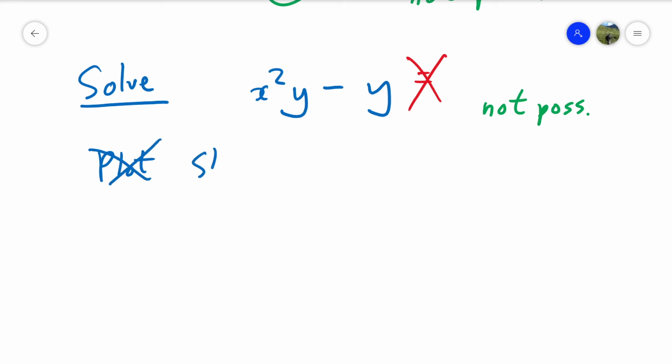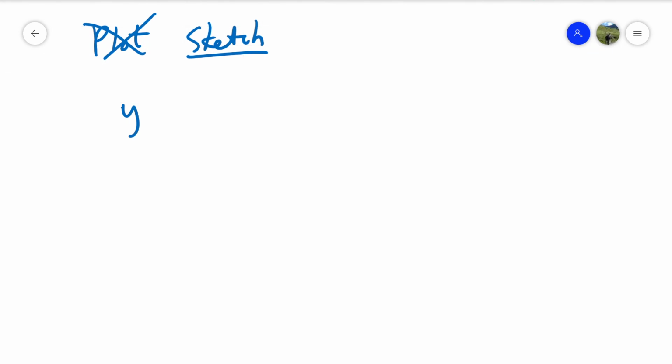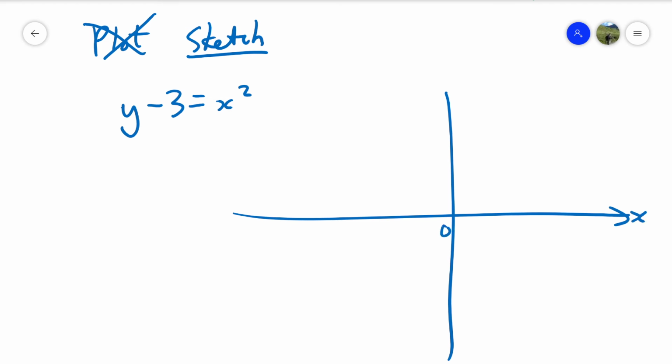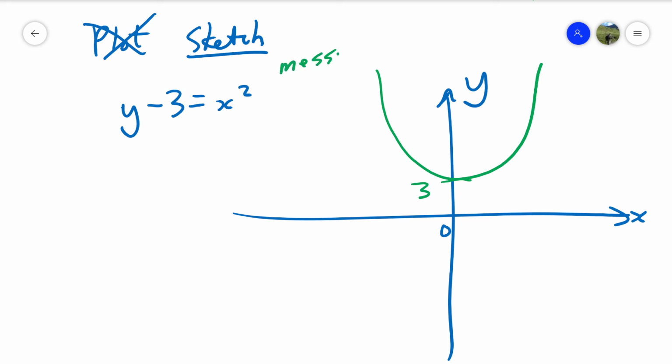Plot, but let's say sketch because we're lazy. Have a go in your own time. I'm just going to set up some axes so I can draw my answer. Right, so the answer looks like this. I'm now going to talk through how I did it. I'm going to look at this and I'm going to say this is messy. It needs tidying up.